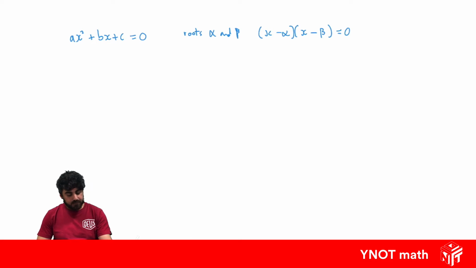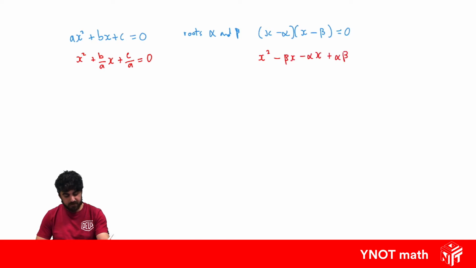Now, we're just going to take the first quadratic equation, our generalized one, and divide everything by a. And we're going to get this new monic quadratic equation, because this equation on the right is also monic. So we'll expand everything out. So we get x squared minus beta x minus alpha x plus alpha beta equals 0. We're just going to group these x terms together. So we're going to have minus alpha minus beta all times x plus alpha beta equals 0.